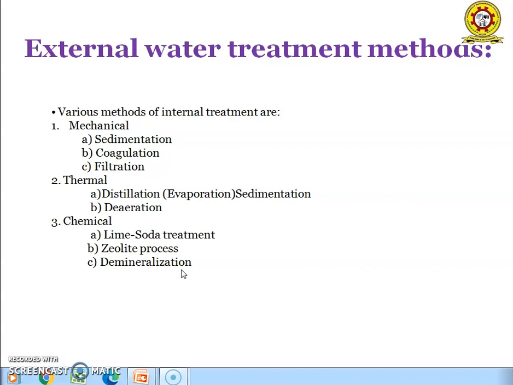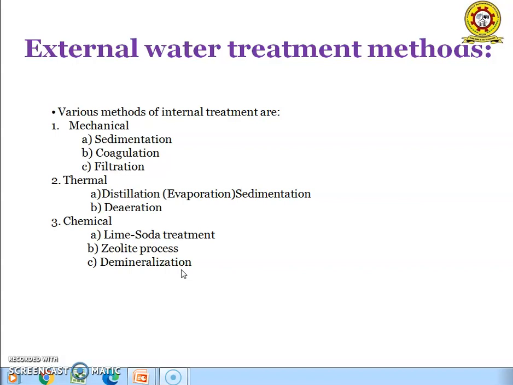I'm dealing with the subject power plant engineering. In that, my topic is feed water treatment. This is the continuation of the previous lecture. In our previous lecture, we discussed the internal water treatment methods. In this lecture, I am going to start with the external water treatment methods.